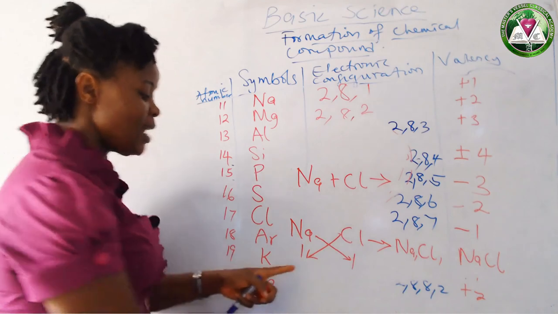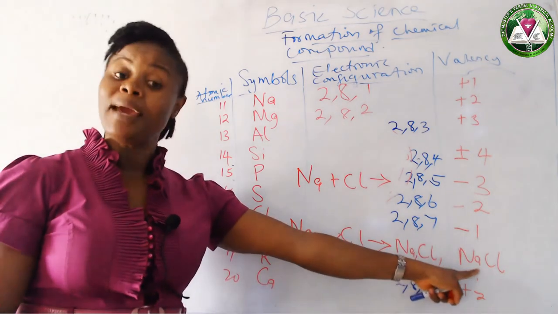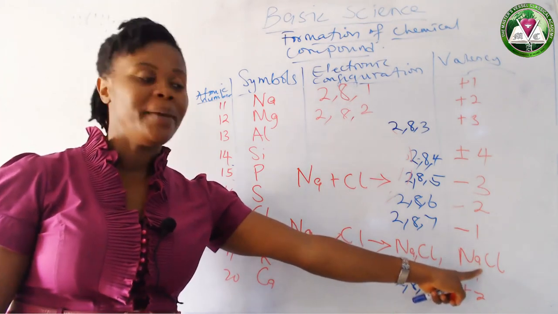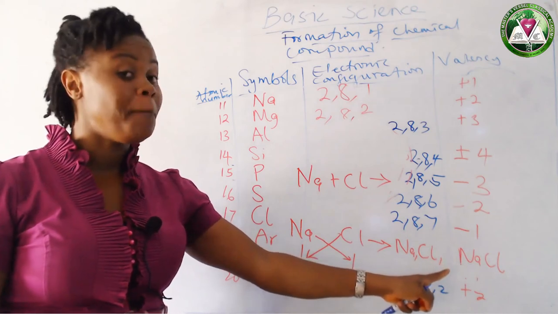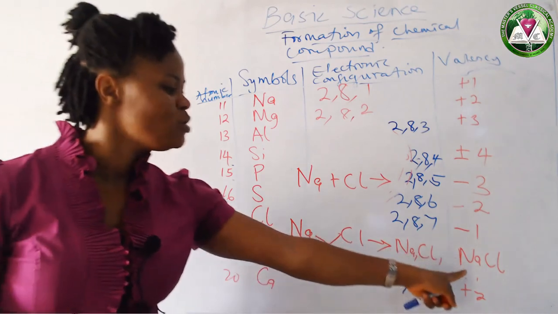NaCl. You can see now with this valence, we have combined these two elements to form a chemical compound. This is an example of a chemical compound. Remember in our definition, it said that a chemical compound is a substance that contains 2 or more elements. How many elements do you have here?